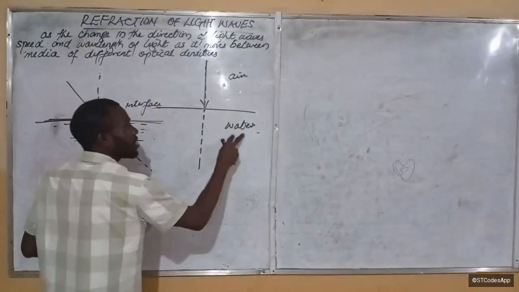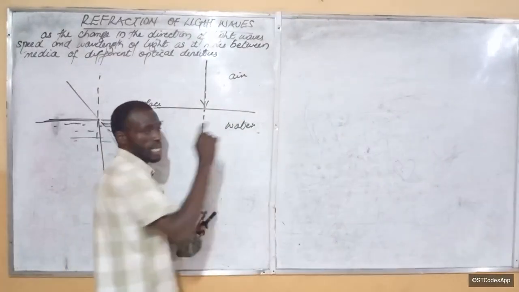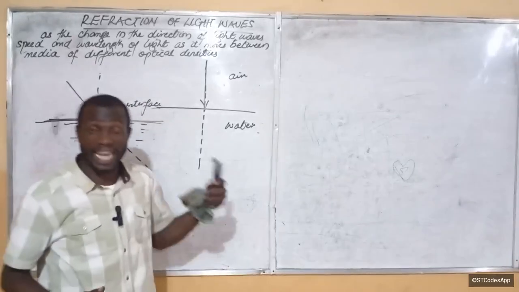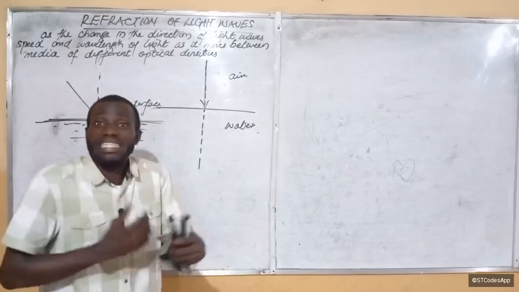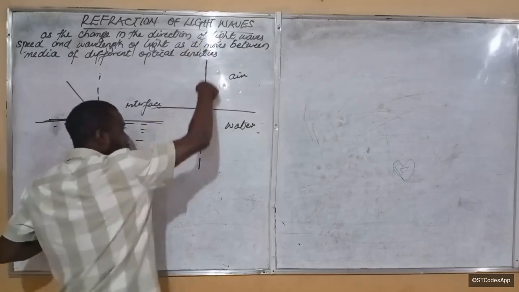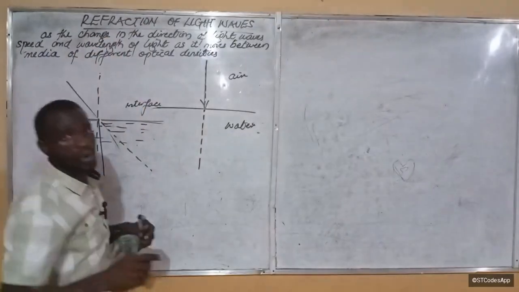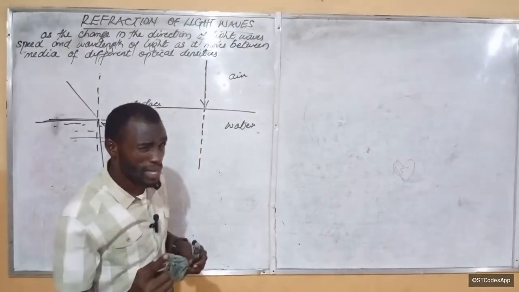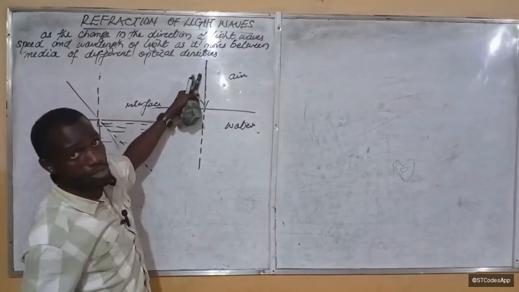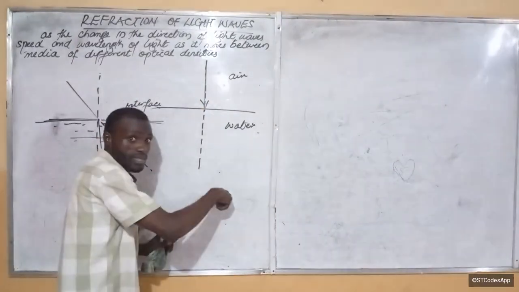Why? Because light travels faster in air than it travels in water, because water is denser than air, and of course, more optically dense than air in this case. So as it goes down, the speed will reduce, and the wavelength will also reduce. Does that make sense? The wavelength will reduce, and the speed will also reduce. So what that means is that the light does not travel too far inside the water.